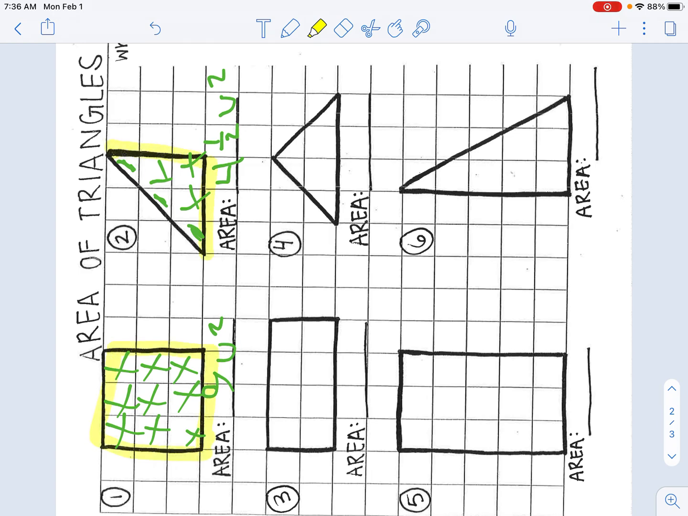So let's compare this square. Now, if I were to pull this over here, oh, that's 2 identical squares. So this is to try to help you visually realize why the area of a triangle is half the area of a square or a rectangle. 2 halves make a whole.